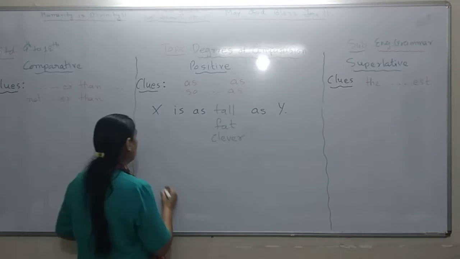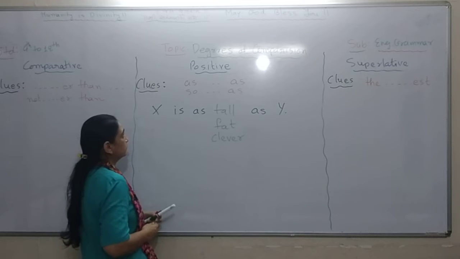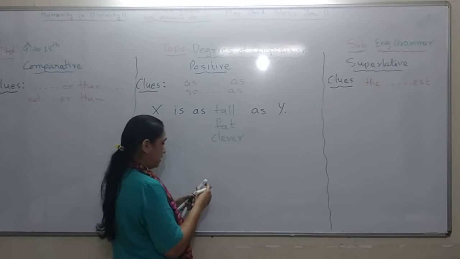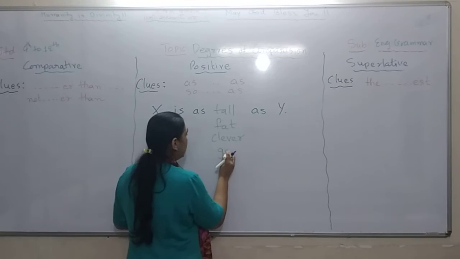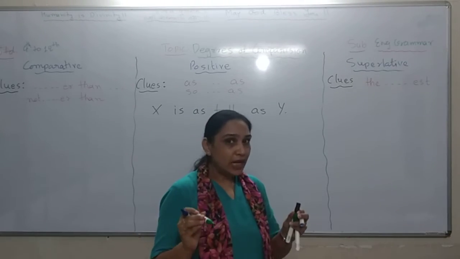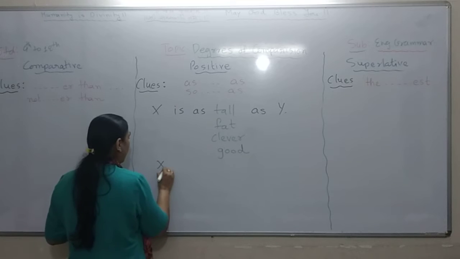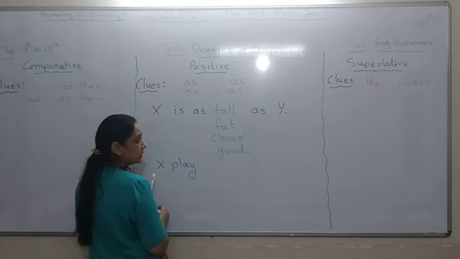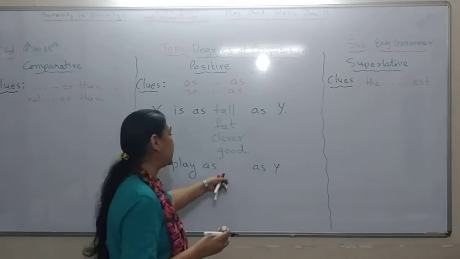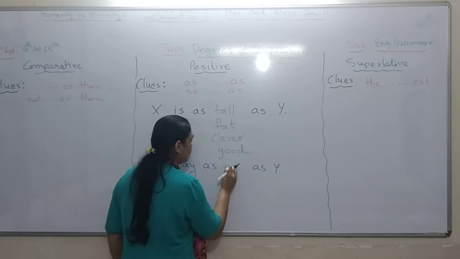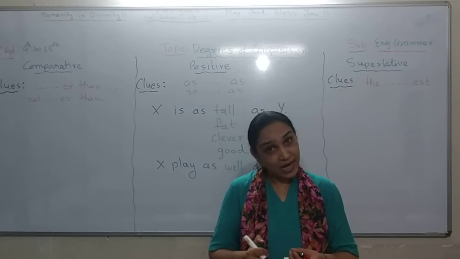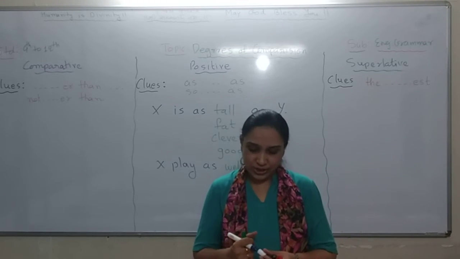One more example I should add, X is as good as Y. Both are equally good. But now if I write X plays as dash as Y, here I cannot use good. I should use well. Why? Because well is an adverb and good is an adjective.